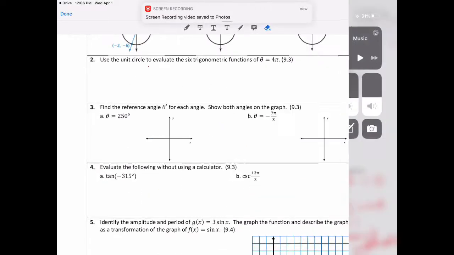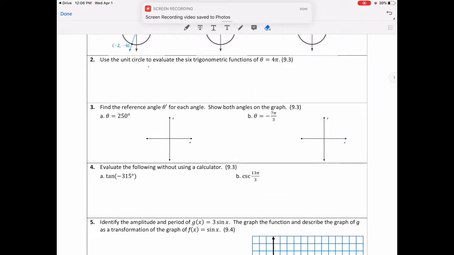Okay guys, let's continue here on number 3 and find the reference angle for each angle. Okay, remember, theta equals 250. Always start here with your initial ray, the positive x-axis. And if it's positive, we're going to move in that counterclockwise direction. 180. And then I know 270 is the next axis, so I'm pretty close to it, but I'm not all the way there. And again, that's theta.